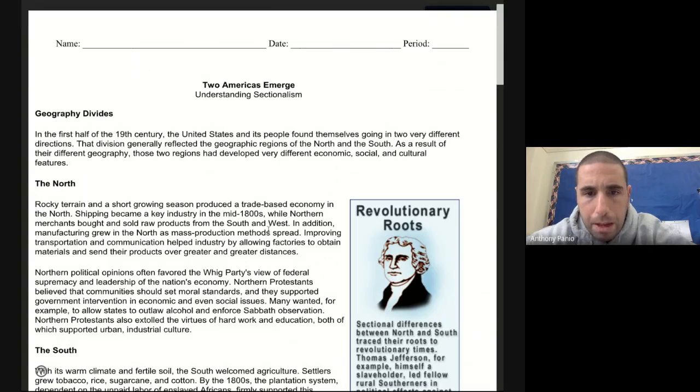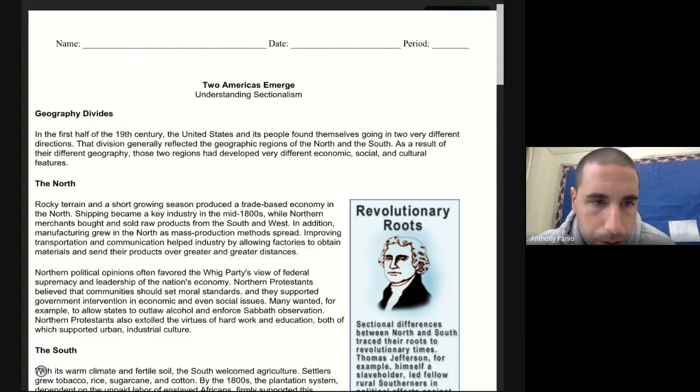In addition, manufacturing grew in the North as mass production methods spread. We'll talk about mass production later. Improving transportation and communication helped industry by allowing factories to obtain materials and send their products over greater and greater distances. All right. Northern political opinions often favored the Whig Party's view.